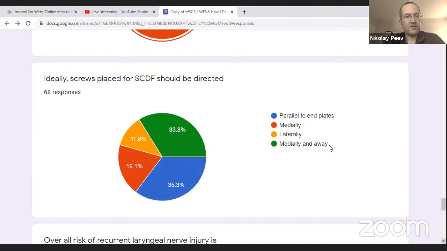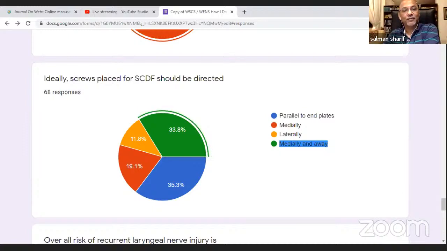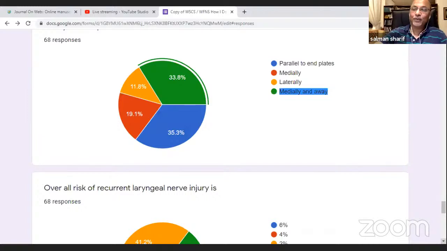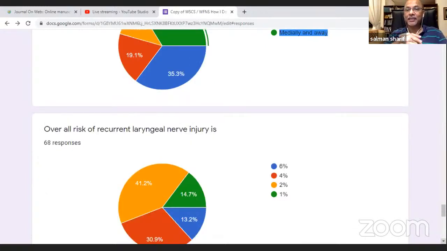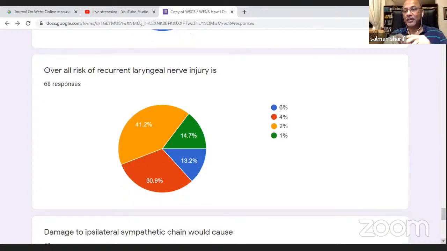Ideally, screws placed for ACDF should be directed... probably that's ACDF, that's probably a spelling error. I didn't teach them that, so more than half are going the other way. We do it medially, in a way that if it sags, it should be okay. It comes neutral, and medially is because we don't want the screws going into the vertebral artery laterally.